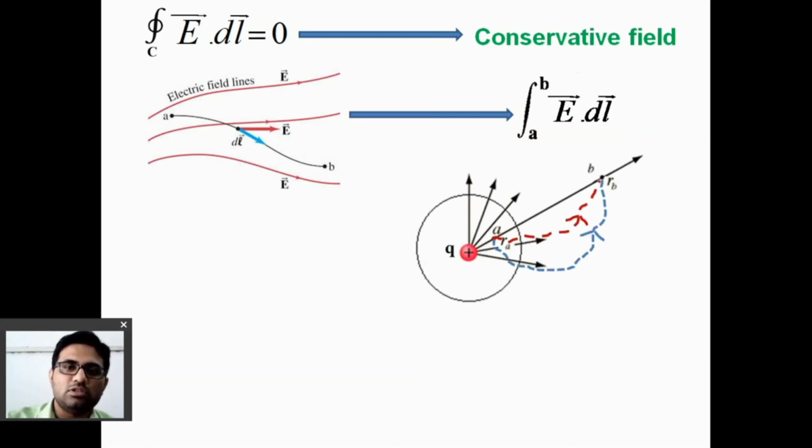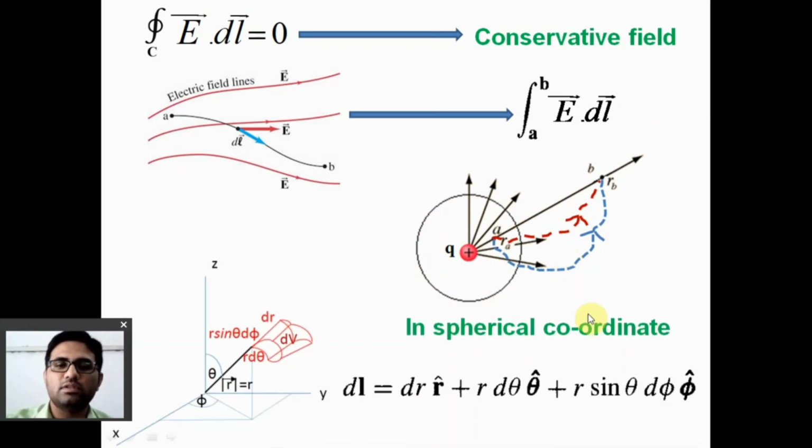Now let's consider a simple case where it will be easy to find this integration, because the field lines here are very arbitrary in nature. Here is the plus q charge, and from here the electric field lines will be diverging radially outward. So we can consider a spherical Gaussian surface to find the electric field. This system has spherical symmetry.